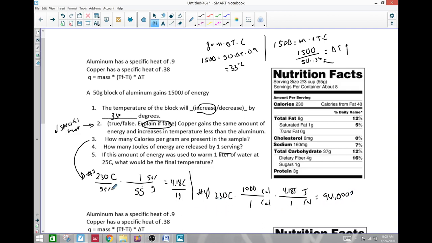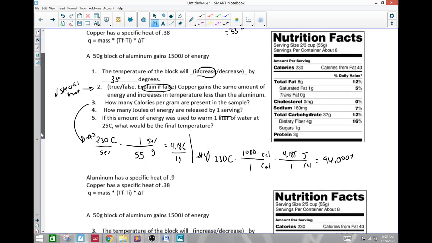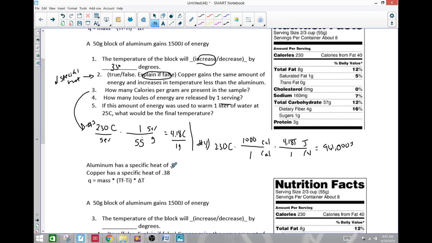And finally, the last thing we have is number 5. If the amount of energy is used to warm 1 liter of water at 25 degrees, what would be the final temperature? Okay, so let's put that one right here. Number 5. Thermal energy: 961,000 joules.